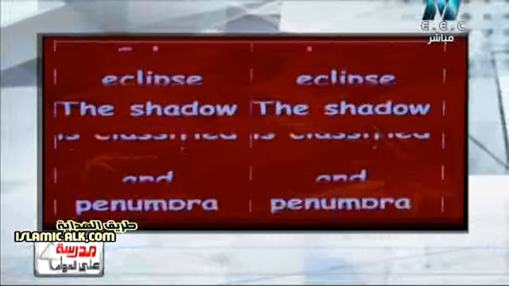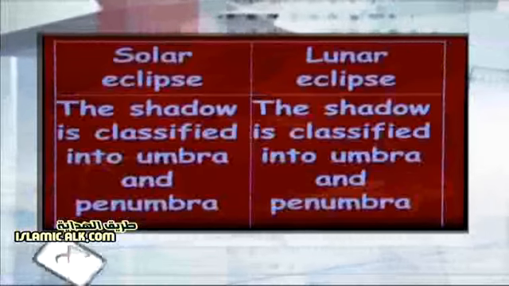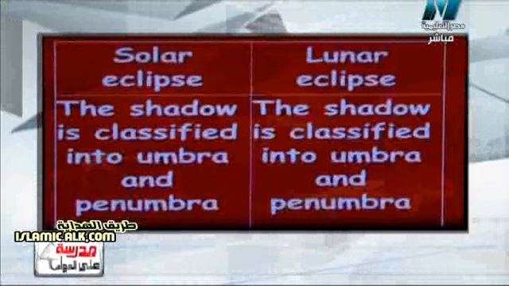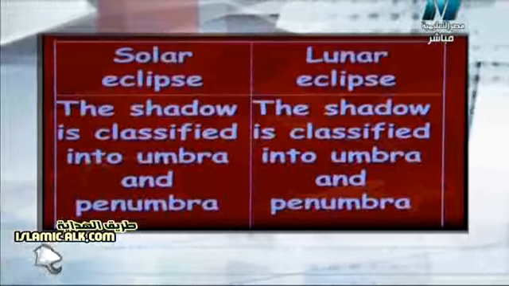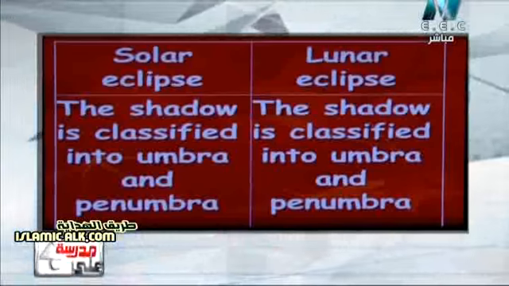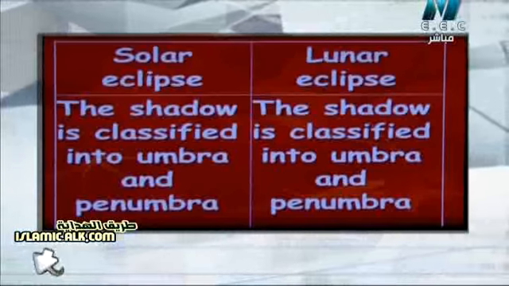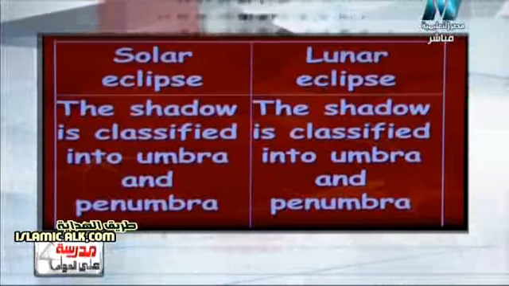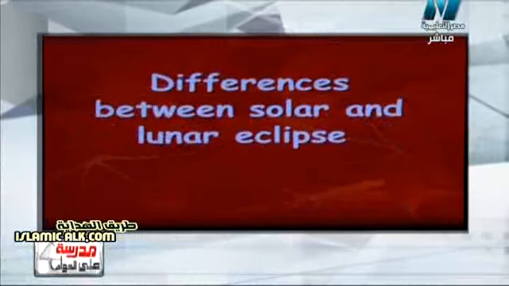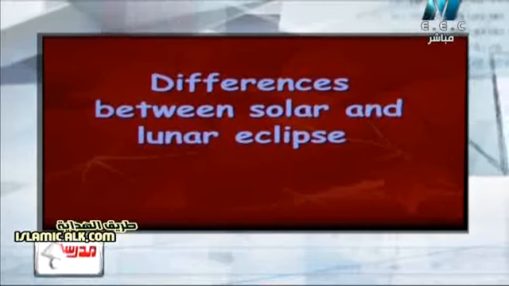Okay, another point of comparison. In solar eclipse, the shadow is classified into umbra and penumbra. But what about lunar? I have two shadows also, which are umbra and penumbra. Again, the shadow is classified into umbra and penumbra. So what about the difference between solar and lunar? I have many differences between them.